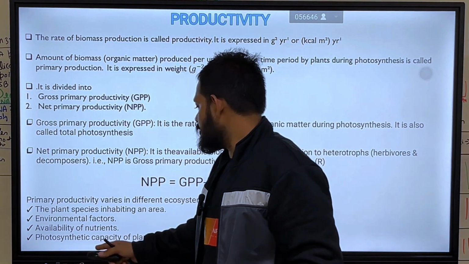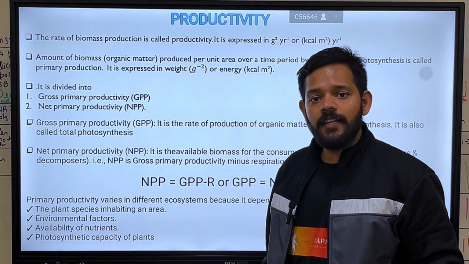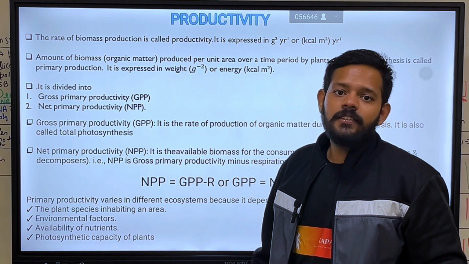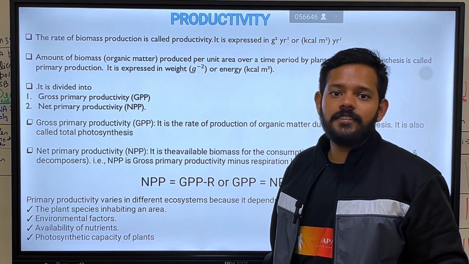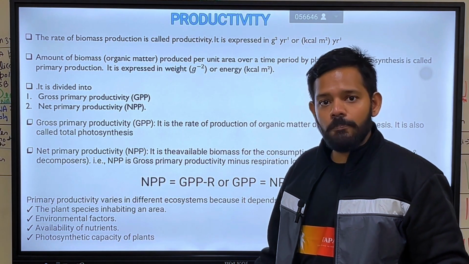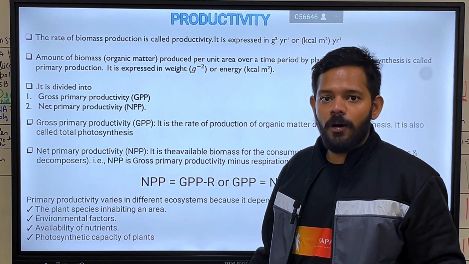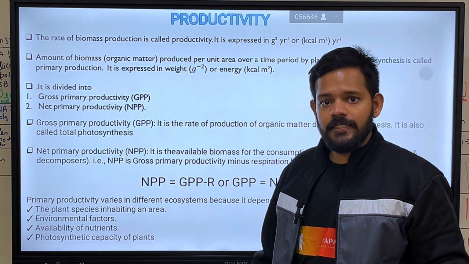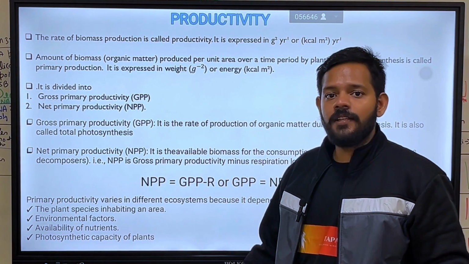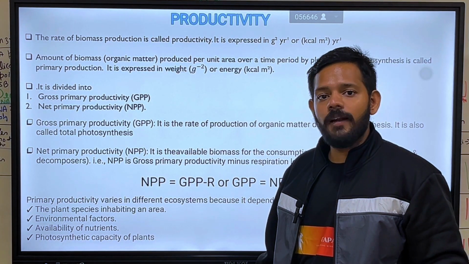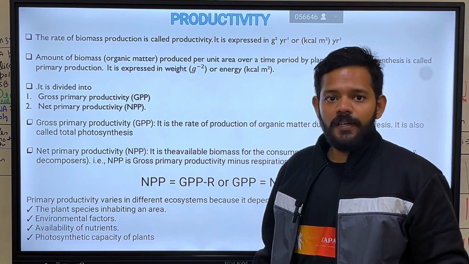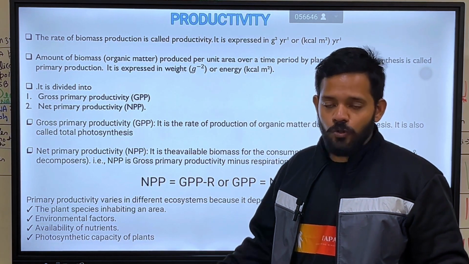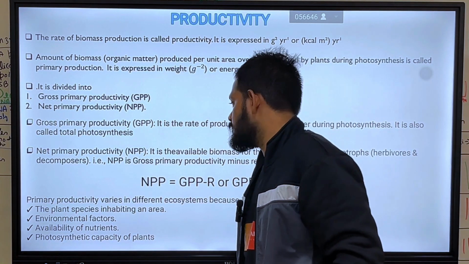Okay, next, the photosynthetic capacity of the plant. Again the same thing, C3 and C4 plants. C4 plants are more efficient than C3 plants. If there are more C4 plants in a population of producers, then there is more productivity. When there are more C3 plants, there is less productivity, because C3 plants have less power to produce glucose by the photosynthesis process.